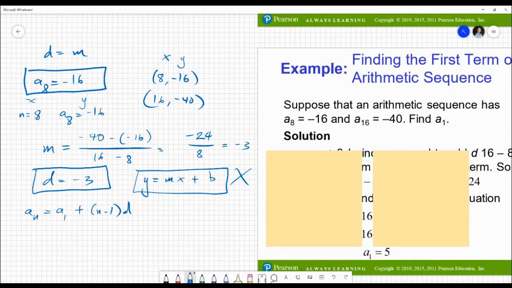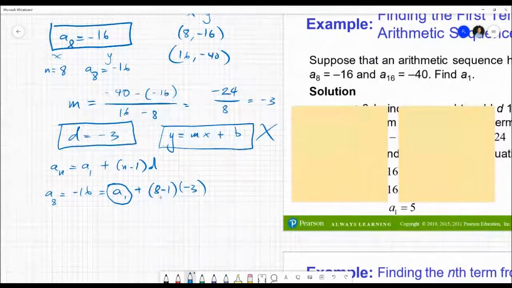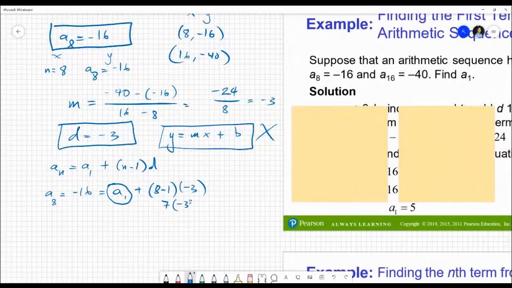So I'm going to use an, and an here is a8, which equals negative 16, equals a1 plus, n here is 8, minus 1 times d, which is negative 3. Now, the only variable we have here is a1, which I can solve for. So here we have 7 times negative 3. That gives me negative 21. I can add 21 over. That gives me 5. So a1 is 5.